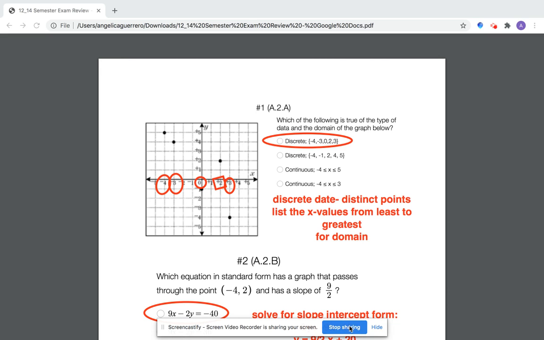Here are the answers to the review in Desmos, starting with question number 1. Which of the following is true of the type of data and the domain of the graph below? So looking at the graph, it's distinct data. It's discrete data because it's distinct points. So you would list all your x values from least to greatest. The first answer choice, discrete, -4, -3, 0, 2, 3, is the correct answer.